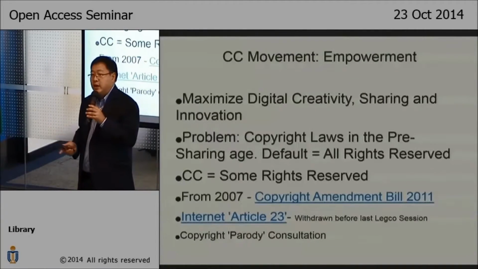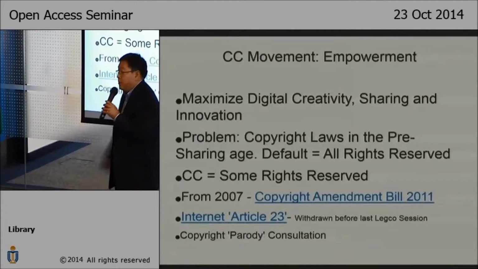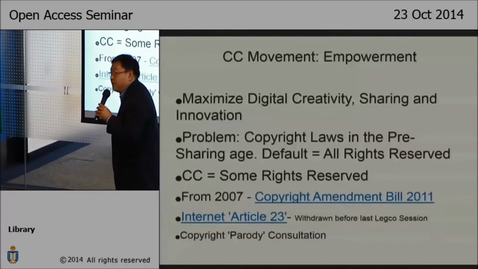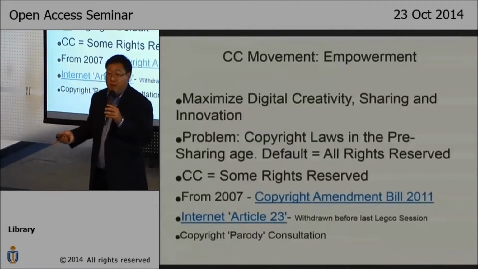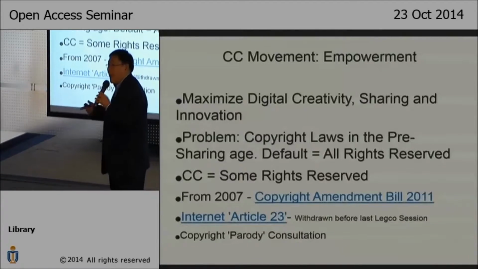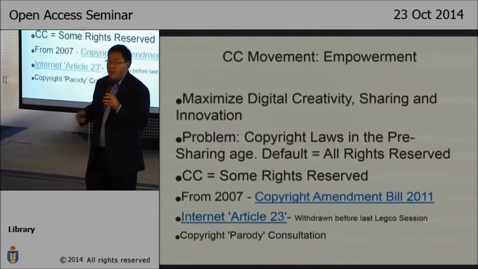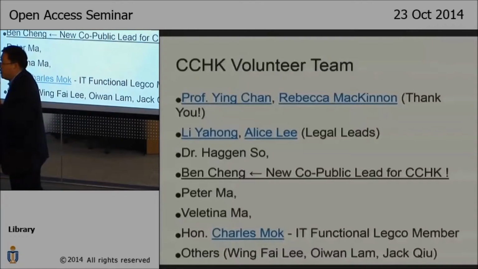We can go into that later on. But in Hong Kong's context, we originally had the Copyright Amendment Bill 2011. It's now 2014. In between, we had this Internet Article 23, free flow of data, et cetera, and parity discussions. So I wanted to just paint the context of copyright in Hong Kong, because that was one of the motivations for the volunteer team that founded CC.